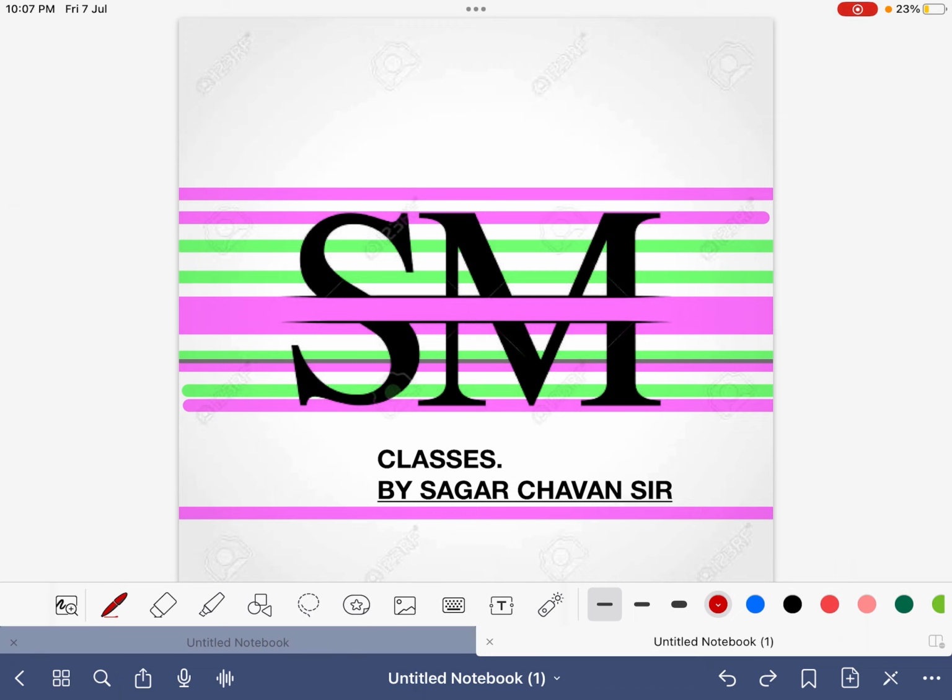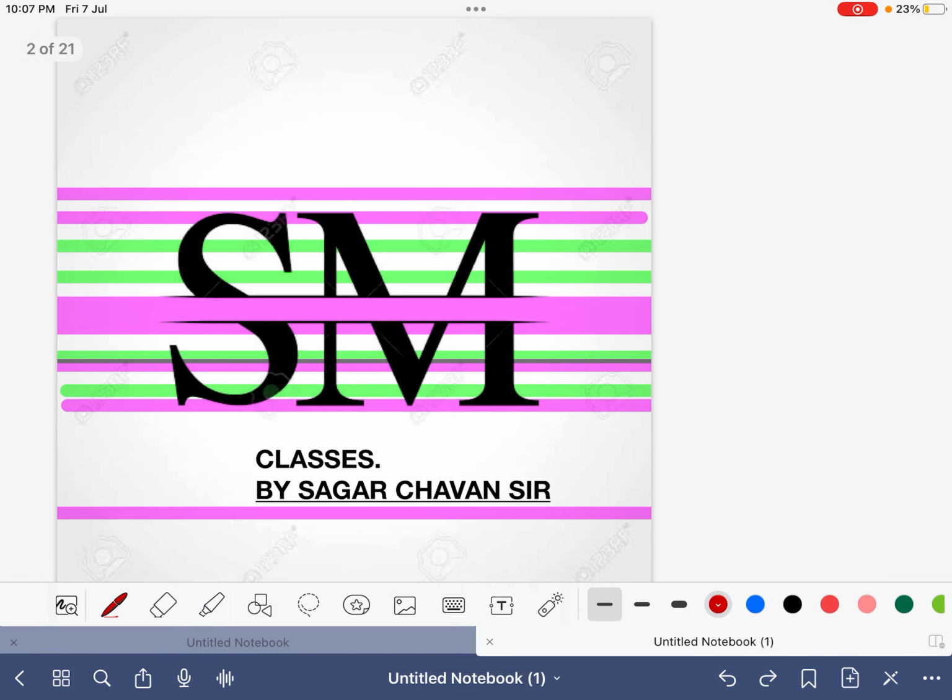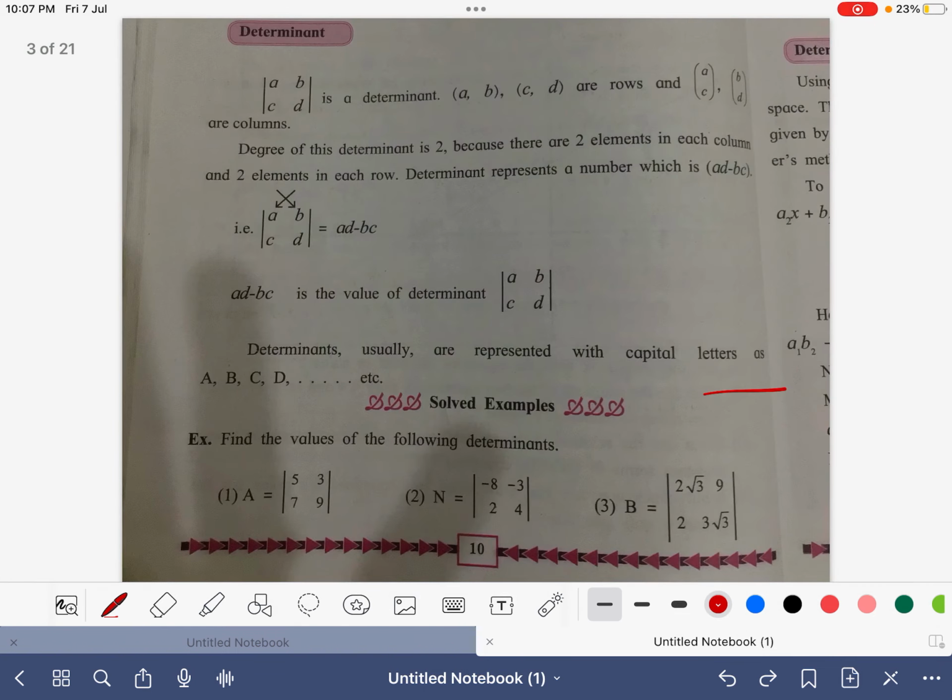So today we are talking about Cramer's rule. Whatever basics we require for Cramer's rule, or the question is like this: solve the simultaneous equations by using Cramer's rule. For that, first of all we have to understand what is meant by a determinant.